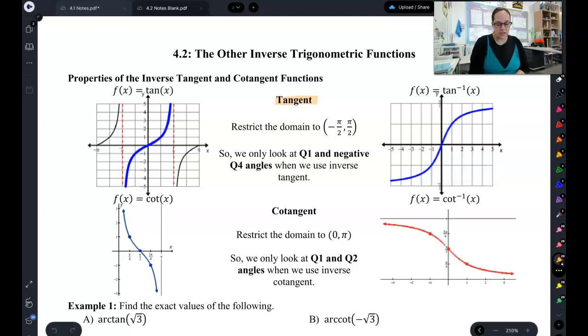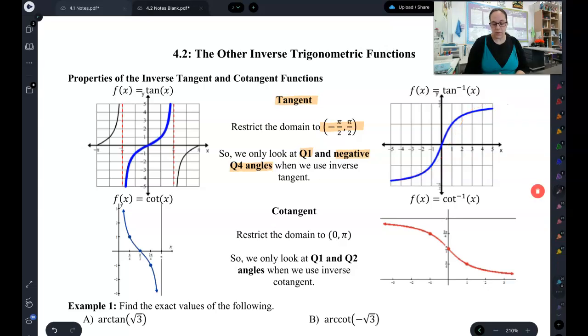So start with tangent. Here's our graph of tangent, you know that. The easiest way to restrict tangent's domain is just to keep one piece between those asymptotes. So that restricted domain would be from negative pi halves to pi halves, or quadrant 1 and negative quadrant 4 angles. So tangent is very, very similar to the sine restriction. And here's what that graph looks like when we take this graph and flip it on its side. This is the arctangent graph.